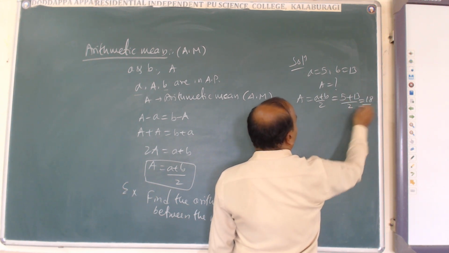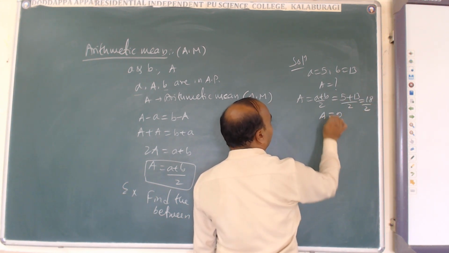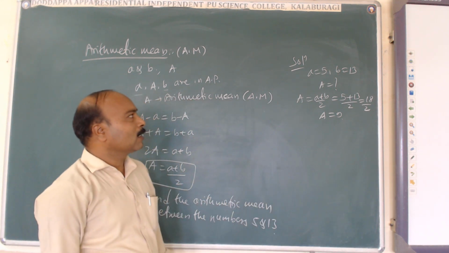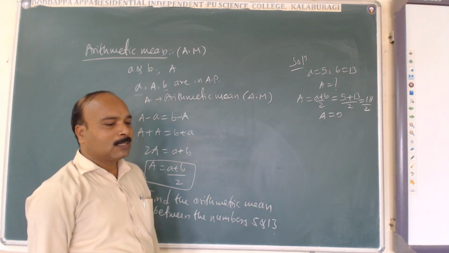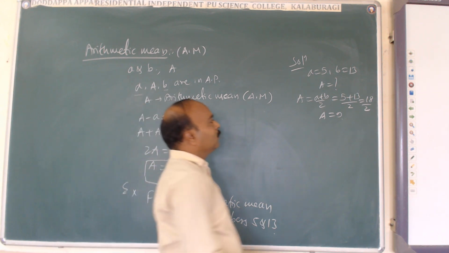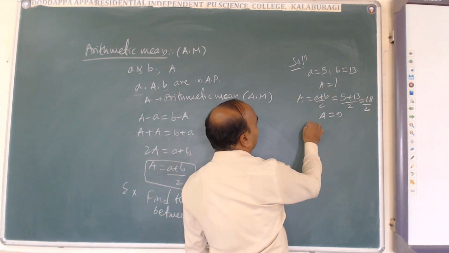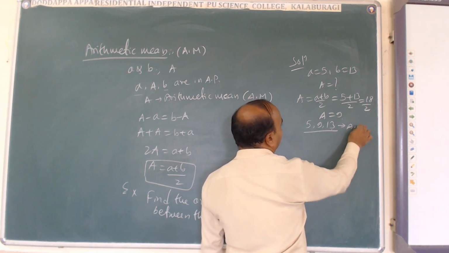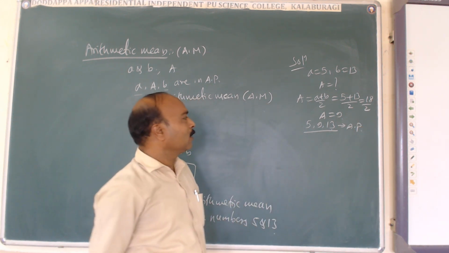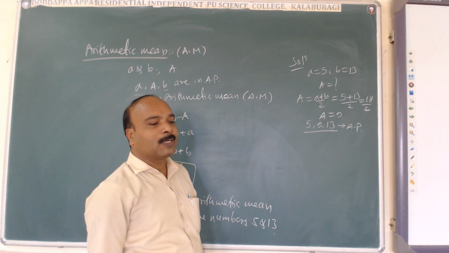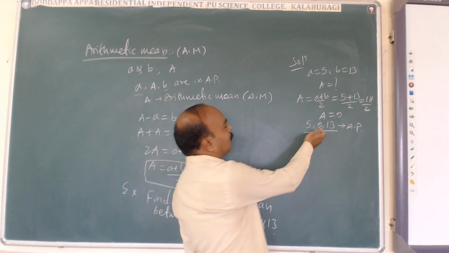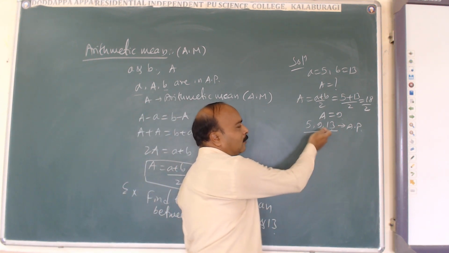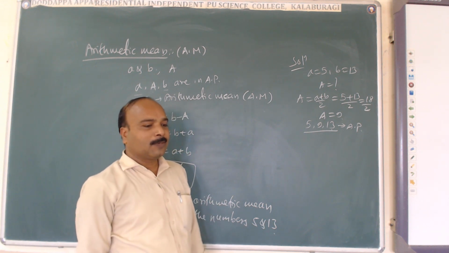It is 18 by 2. It is 9. Therefore a value is 9. It is the arithmetic mean between 5 and 13. If you substitute a here, you get 5, 9, 13. They form an arithmetic progression, AP only, because here you observe that the common difference is constant. That is, 9 minus 5 is 4, 13 minus 9 is also 4. Therefore they form an arithmetic progression.